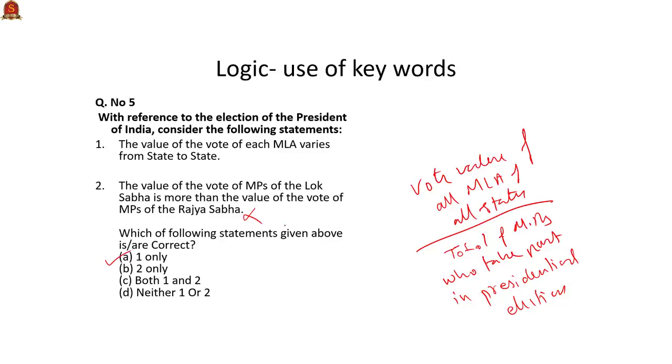Here there is another interpretation that you may give. Calculating the vote value of all the MPs of Lok Sabha: Lok Sabha has how many MPs? 545. Rajya Sabha, 245. So you may be saying the vote value of all the MPs may be equal, but since Lok Sabha MPs are 545, their vote value is more. But when they say the value of the vote of MPs, they are talking about a single vote, not the vote value of all the MPs. So don't go for the other interpretation here. The vote value of the vote of MPs means a single MP. Every MP, whether Rajya Sabha or Lok Sabha, is equal. So the second statement is wrong, and the answer would be 1 only.